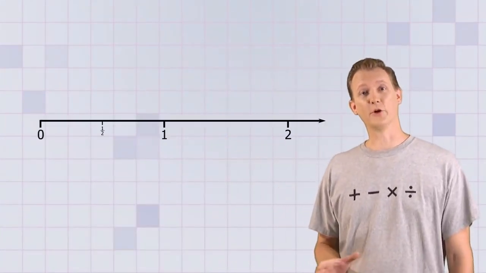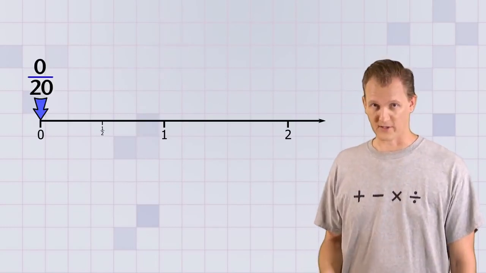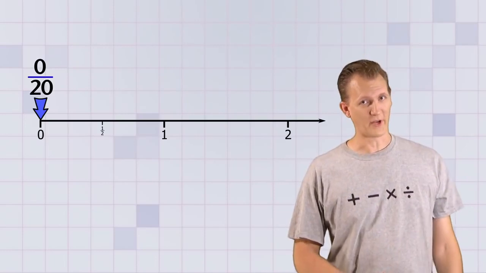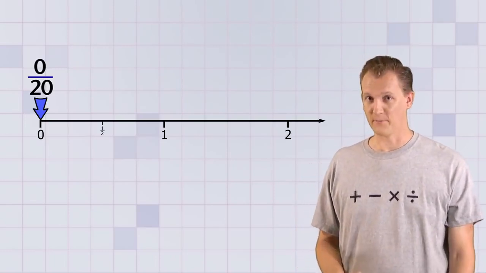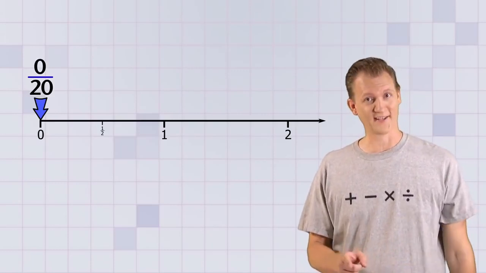Now we're going to start with this zero fraction, 0 over 20, and its value puts us here at 0 on the number line. To get moving, all we have to do is start changing the value of our fraction by increasing the top number. We're going to leave the bottom number the same the whole time though. Alright, let's go.